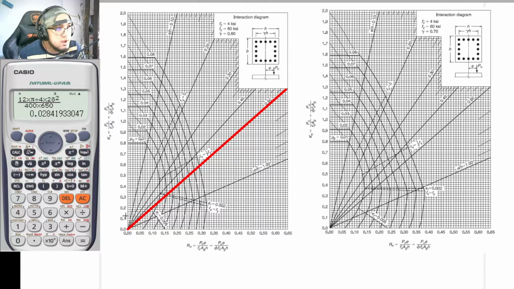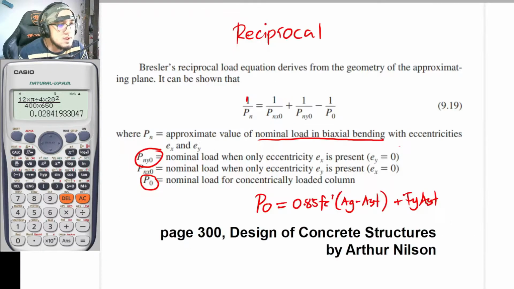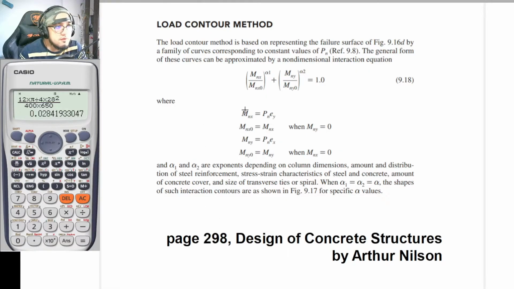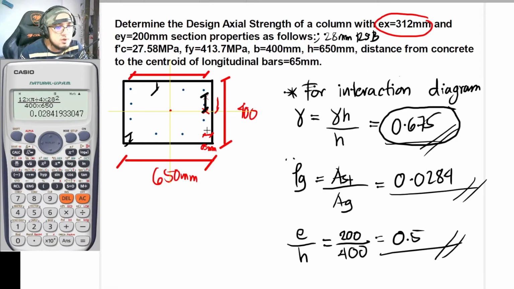Wait, let me make it a little smaller. So, we would be making use of this line, and of course, this line. So, those are two, and that is the 0.5. Okay, so what else? For our value of rho g, our rho g is to be 0.0284.